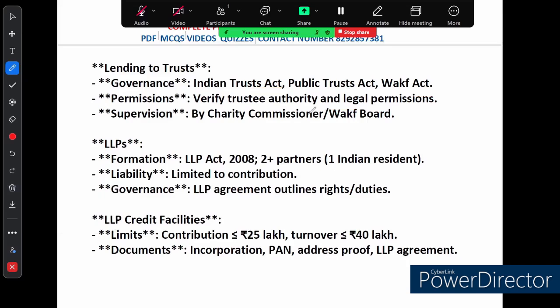Now let's talk about the LLP. LLP means Limited Liability Partnership. It is formed under the LLP Act 2008 and requires at least two partners, with one Indian resident. Liability: each partner's liability is limited to their contribution. Governance: the LLP agreement details the rights and duties of all the partners. Credit facilities: contribution is up to 25 lakh and turnover up to 40 lakh. Documents required: incorporation certificate, PAN, address proof, and LLP agreement.